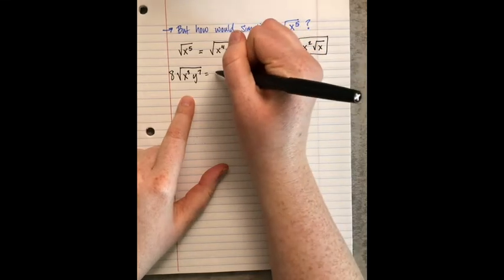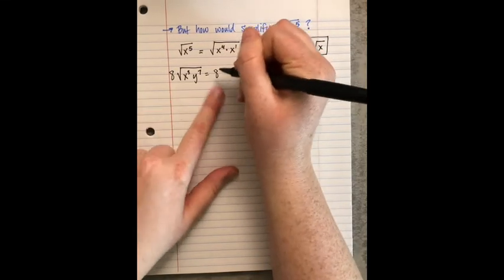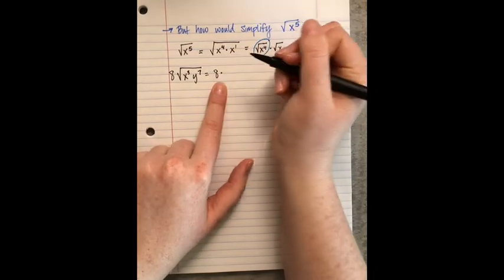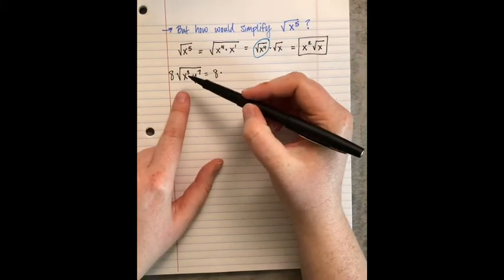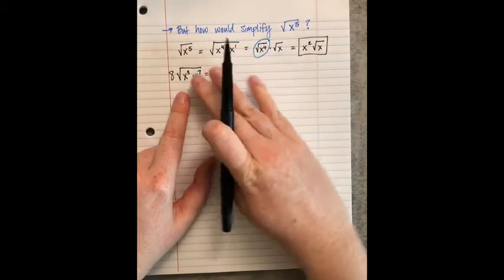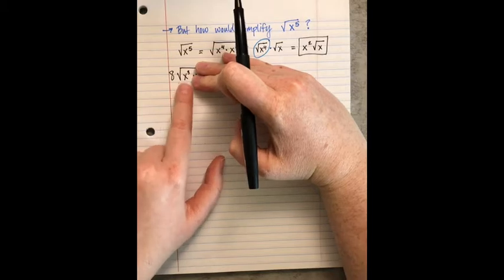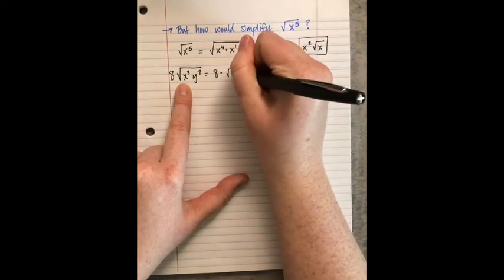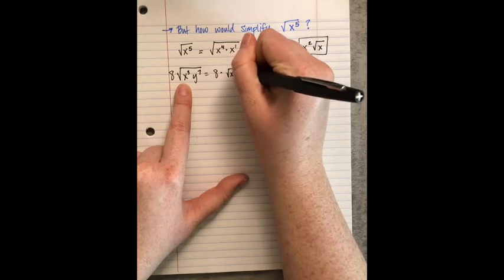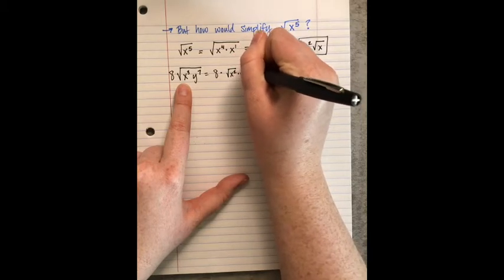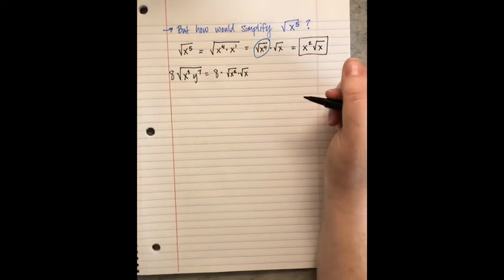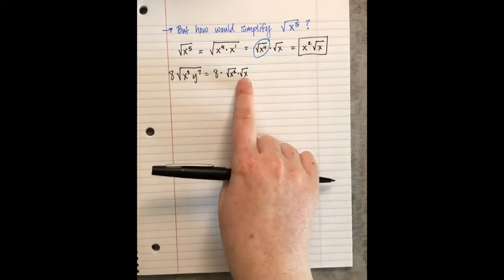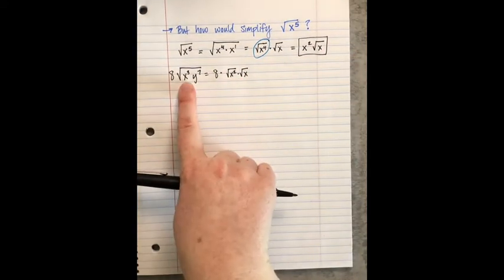Okay, so that 8, I'm just bringing it along. And now I'm going to start breaking apart this expression right here, the square root of x cubed. The square root of x cubed is the same thing as the square root of x squared times the square root of x. If you were to multiply that together, you'd get the square root of x cubed.